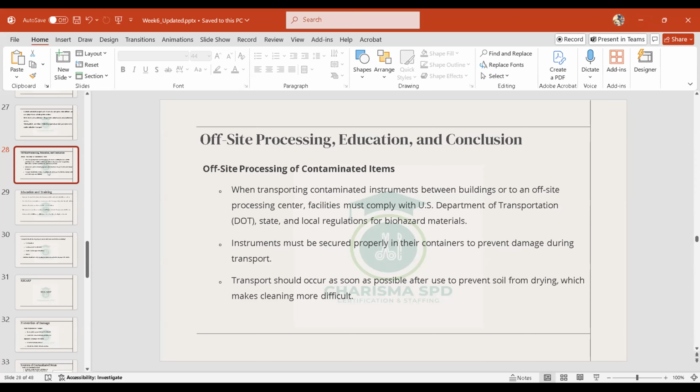Can I get somebody to read me the first bullet? First bullet. Okay, so let me, yes. Am I getting a volunteer? I'll read it. All right. Okay.